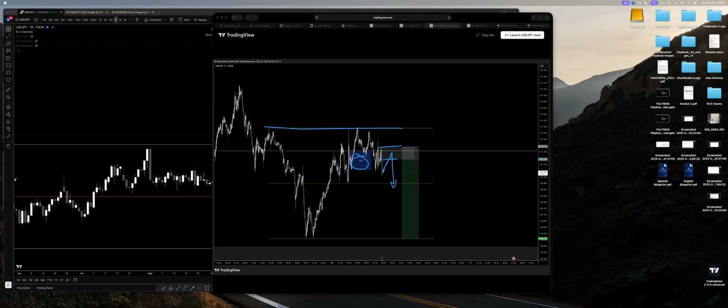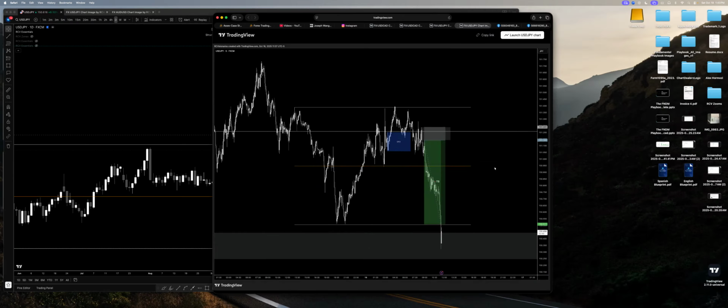And we actually got a perfect entry here, right? Perfect entry. And then that gave me the move to the downside here. But just overall, very, very good.